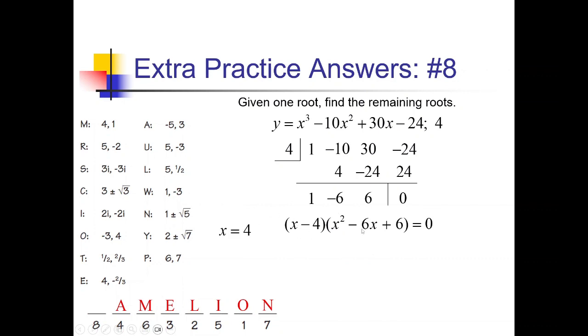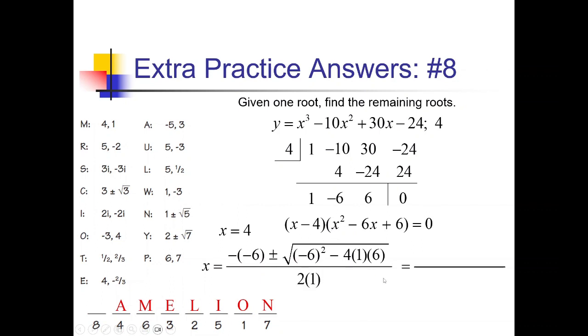And then for the rest of it here, things that multiply to 6 and add up to negative 6, 1 and 6 doesn't work, 2 and 3 doesn't work, nothing works, quadratic formula time. So we have x equals negative b, so negative 6, plus or minus square root of b squared, so negative 6 squared, minus 4 times a value of 1 times c value of 6, all over 2 times the a value 1. So this is going to be positive 6 plus or minus square root of 36 minus 24, all over 2. That's a 12 inside my square root.